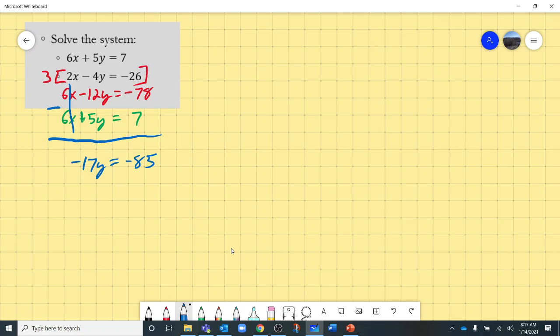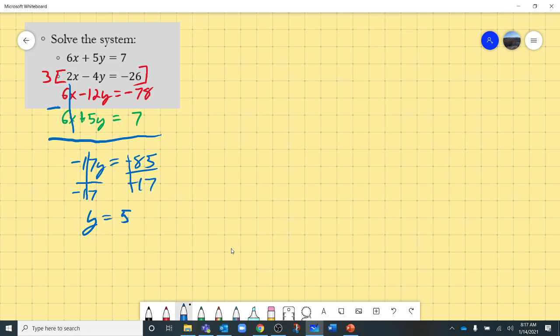We need to get the y by itself. We're trying to solve for y, so divide both sides by negative 17. Negative 17 divided by negative 17, that cancels out. We get y. And negative 85 divided by negative 17, remember if we have two negatives, the negatives cancel, we get positive. And that would be 5. Yes, 85 divided by 17 is 5.